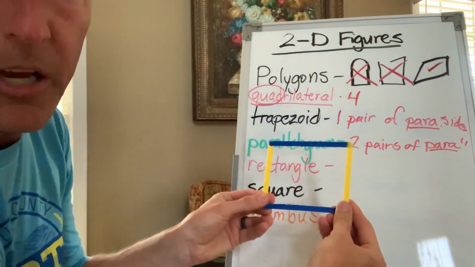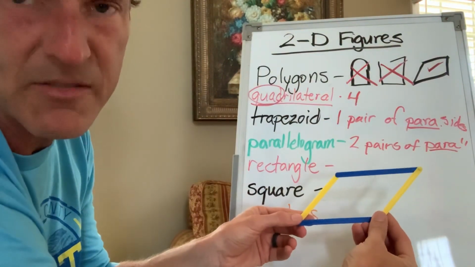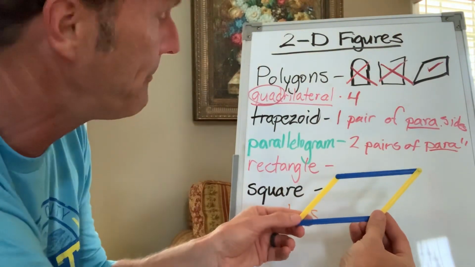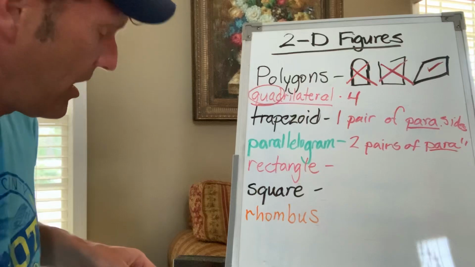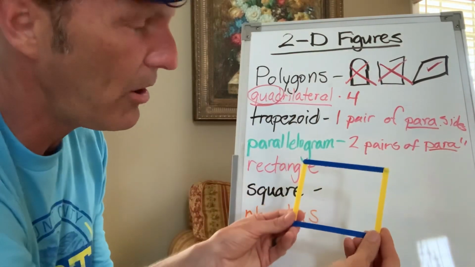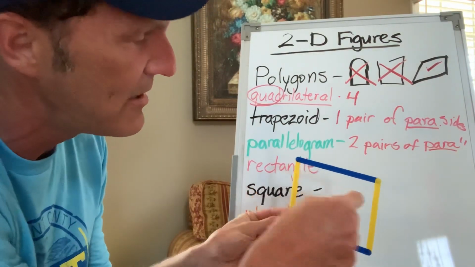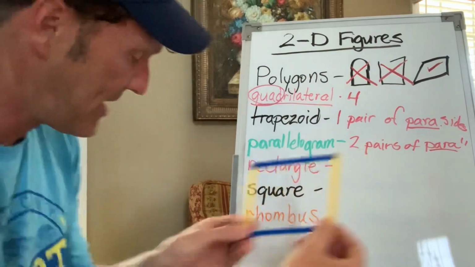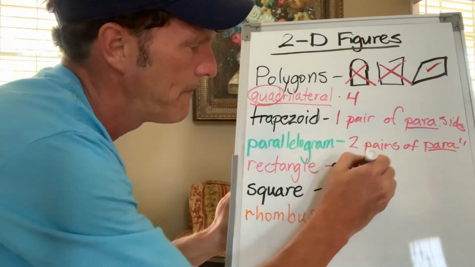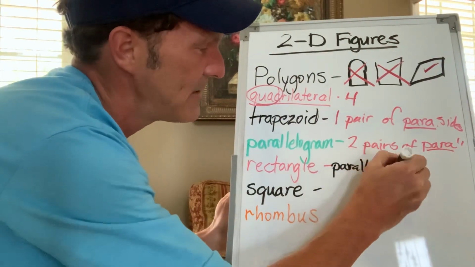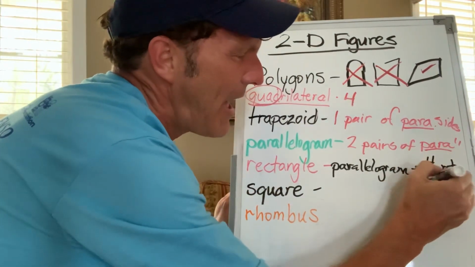So this is a parallelogram. I can turn it like this. It's still a parallelogram because the yellow and the blue sides, the pairs, are still parallel. So that's what a parallelogram is. Both opposite sides have to be parallel. A rectangle is a parallelogram, but you look at the angles, and as long as the 4 angles are 90 degrees, then we call that a rectangle. So a rectangle is a parallelogram because it has 2 sets of parallel sides, and it has 4 right angles.